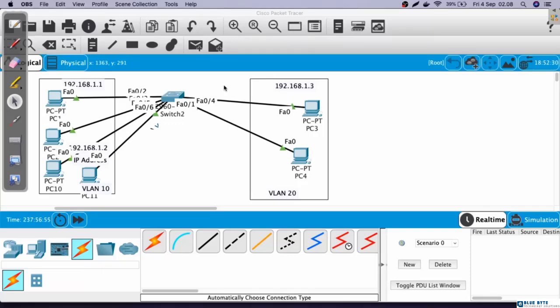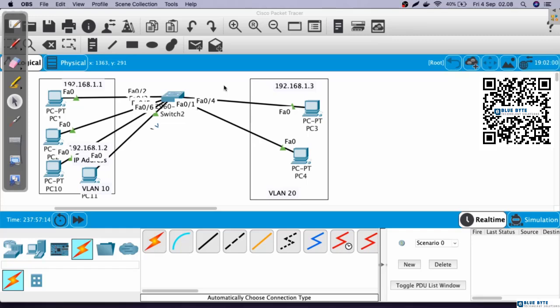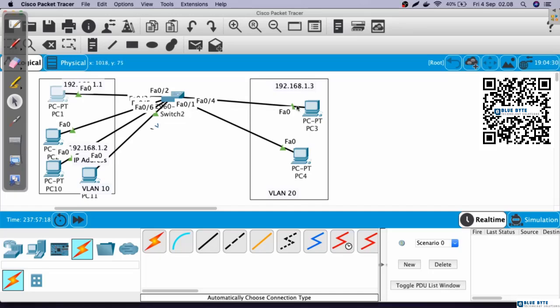In the previous video, we already practiced with VLAN. I said before that if two PCs are in different VLANs, they are in different broadcast domains. Now in this video, I will show you that if two PCs are in different VLANs or different broadcast domains, the two PCs will not be able to communicate with each other.